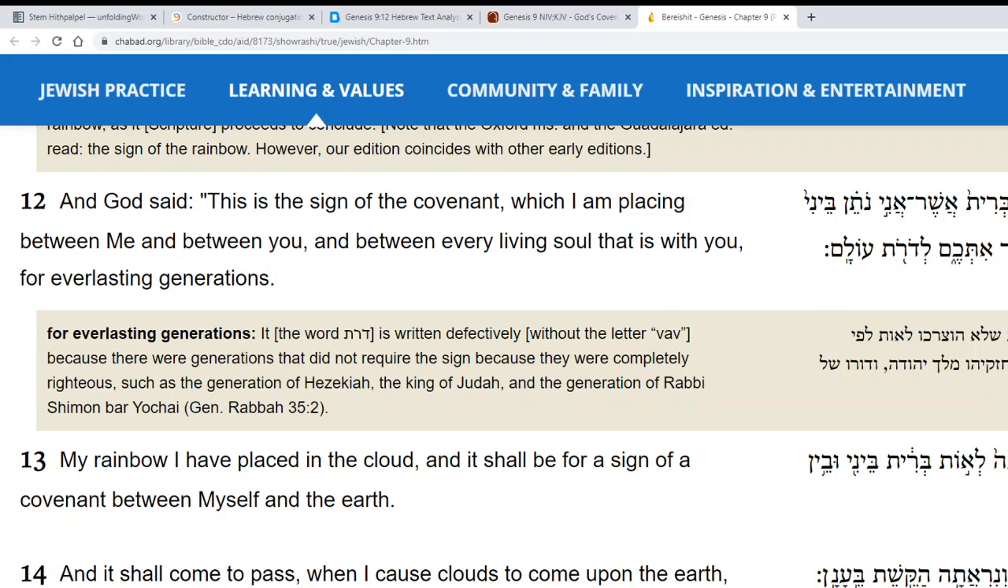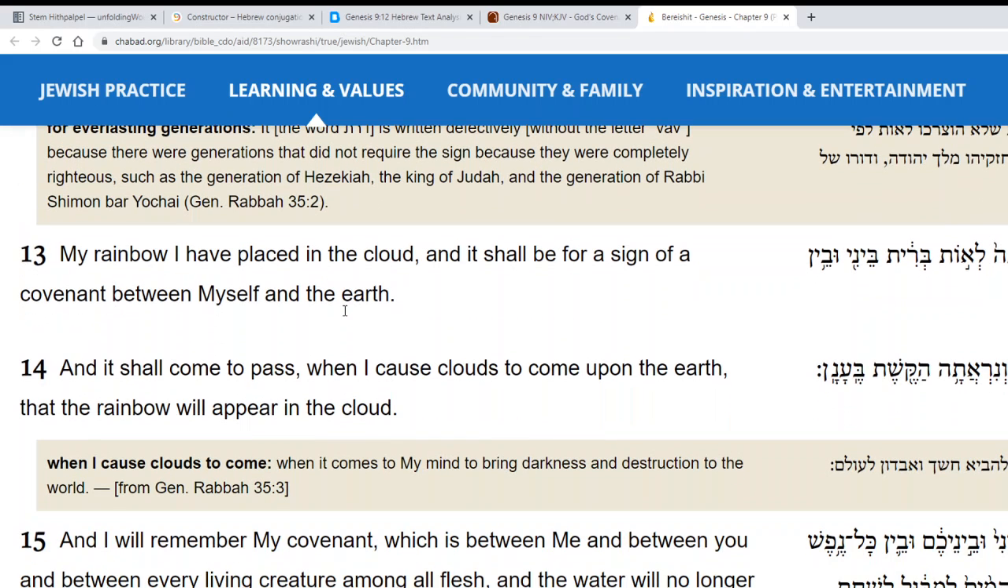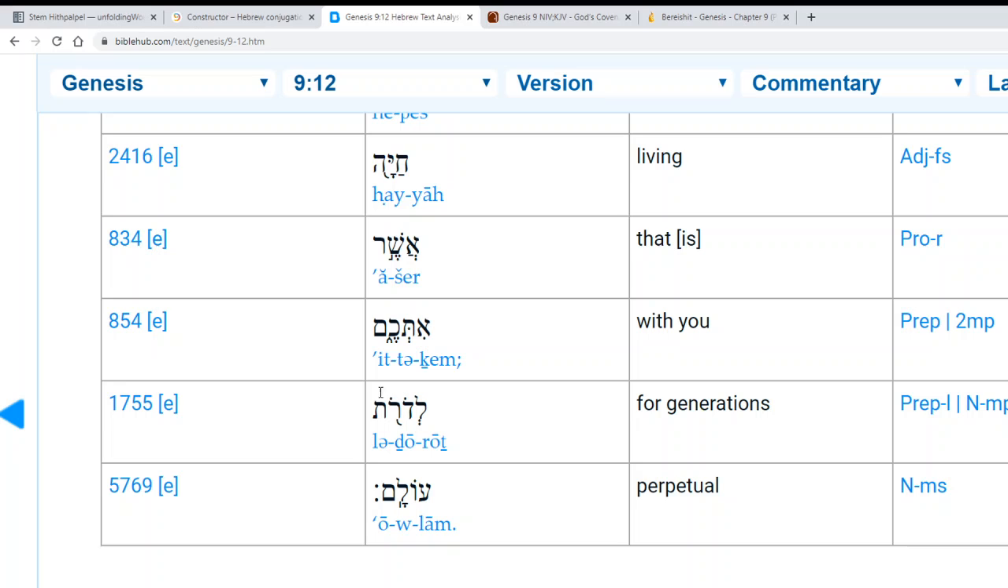And Rashi says on the Dorot, it is written defectively. It's written chaser, right? Like I just said, Dorot is usually written completely. This is written chaser, lacking, because there were generations that did not require the sign because they were completely righteous, such as the generation of Chizkiah, the king of Judah, and the generation of Rabbi Shimon Bar Yochai, and that is from the Genesis Rabbah. Okay? So like I said, whenever things are written bechisaron or bemilui, written completely, oftentimes we will have some form of drasha, some form of expounding there by the rabbis.